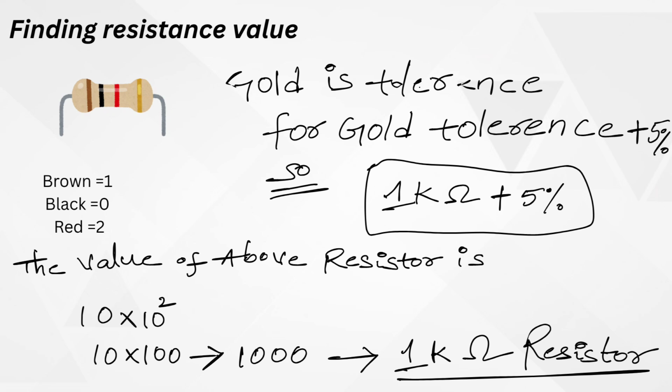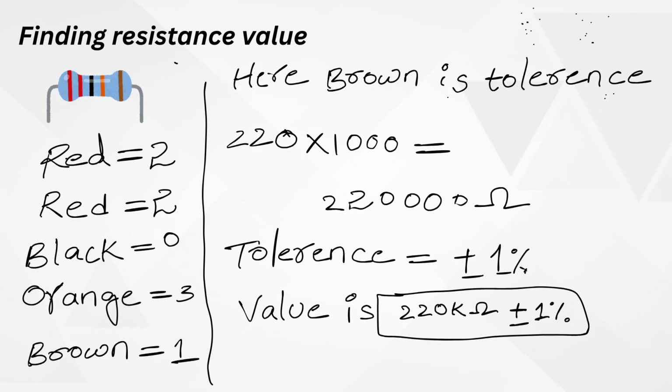Let's see another example to find out the resistance value. See this diagram, there are 5 colors on this resistor, which means it belongs to the 5 color band. We know the values of these particular colors, and the brown which is present on the right side of the resistor is the tolerance. We know the tolerance of that color is plus or minus 1%. So we know the tolerance, and now we have to find out the resistance value.